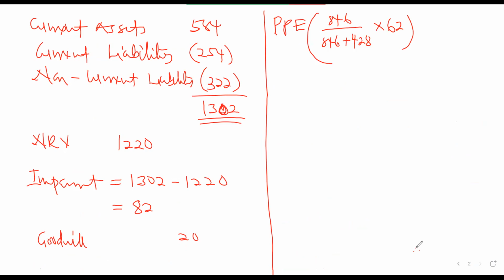I'm getting 41. Is that correct? Intangibles will be 428 divided by 1274 times 62. That will give us 21. Is that correct?